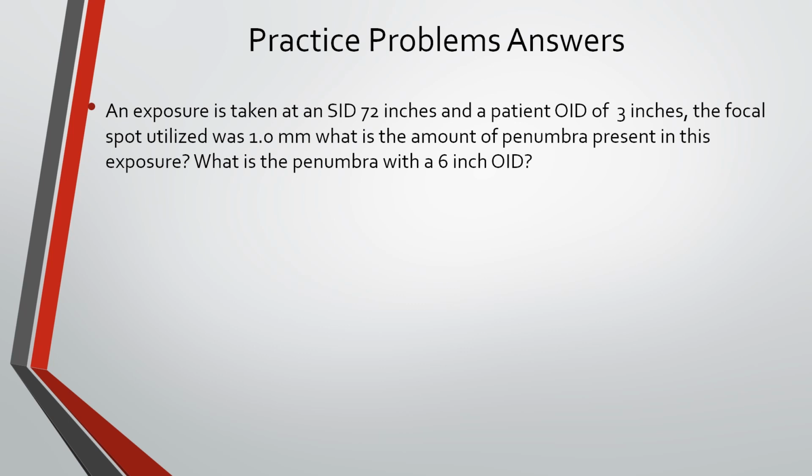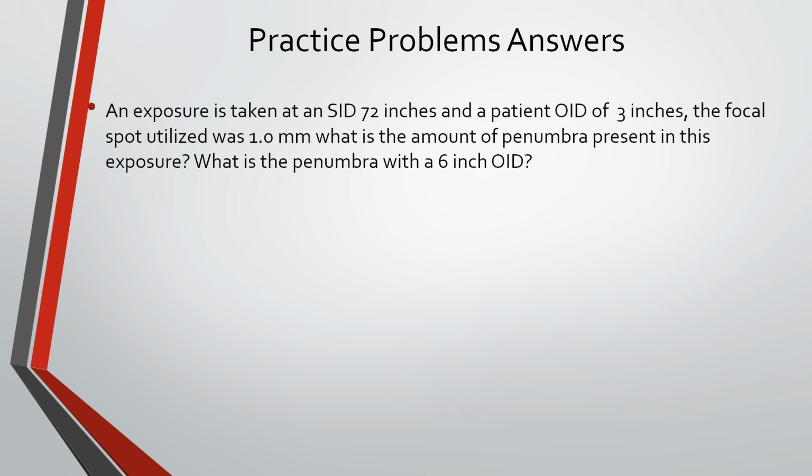And so the first question was, an exposure is taken with an SID of 72 inches and a patient OID of 3 inches. The focal spot size utilized was 1 millimeter. What is the amount of penumbra present in the exposure? And then it goes on to ask, what is the penumbra with a 6-inch OID? So all the other factors are the same, and we can just change it from 3 inches to 6 inches.